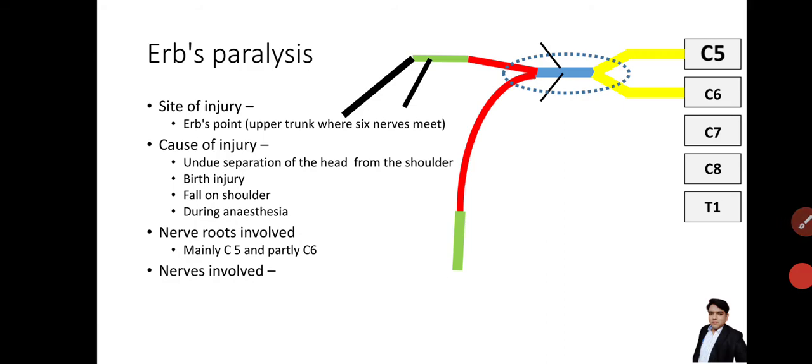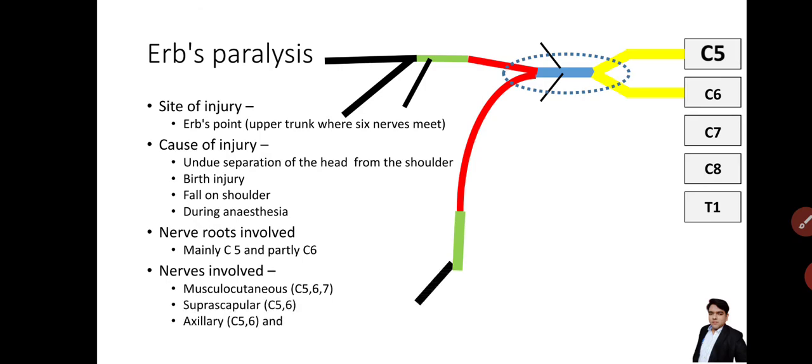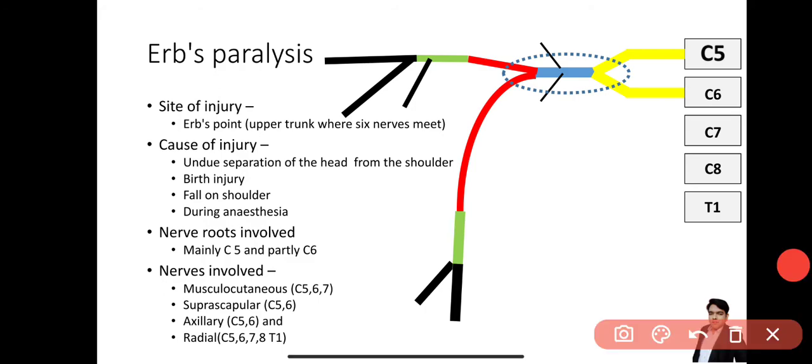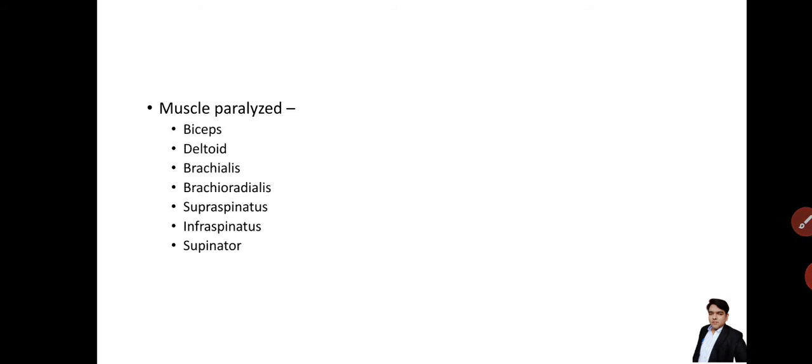Then nerves involved, musculocutaneous nerve. So this is musculocutaneous nerve. Then suprascapular nerve, axillary nerve. So this is axillary and this is radial, and this is suprascapular nerve. Now the muscles involved or paralyzed: biceps, deltoid, brachialis, brachioradialis, supraspinatus, infraspinatus and supinator.